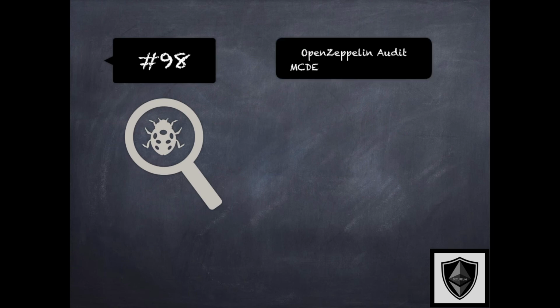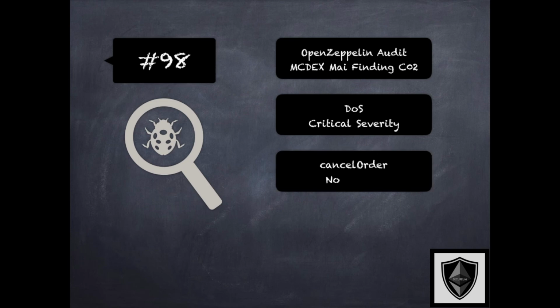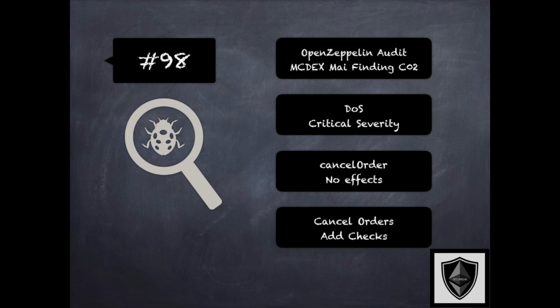98 is another finding from OpenZeppelin's audit of MCDEX MI protocol, where it was a critical severity finding related to denial of service, in which orders could not be cancelled because when a user or broker called cancel order, the cancel mapping was updated, but that had no subsequent effects because validate order param did not check if the order had been cancelled. The recommendation was to consider adding that check to order validation to ensure that cancelled orders would not be filled.